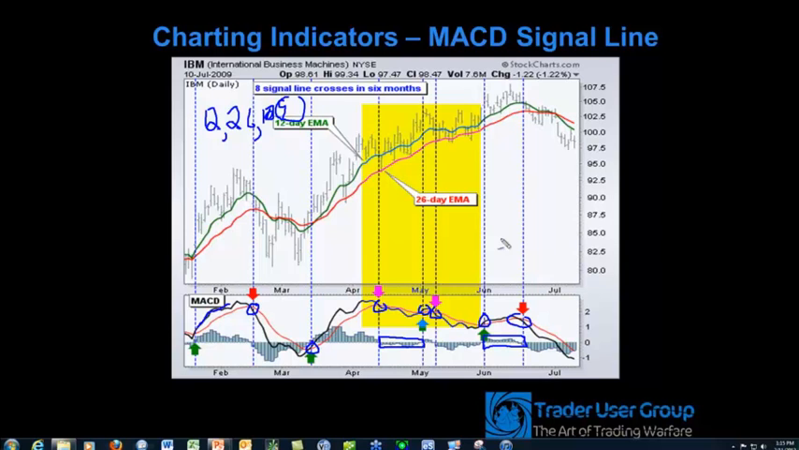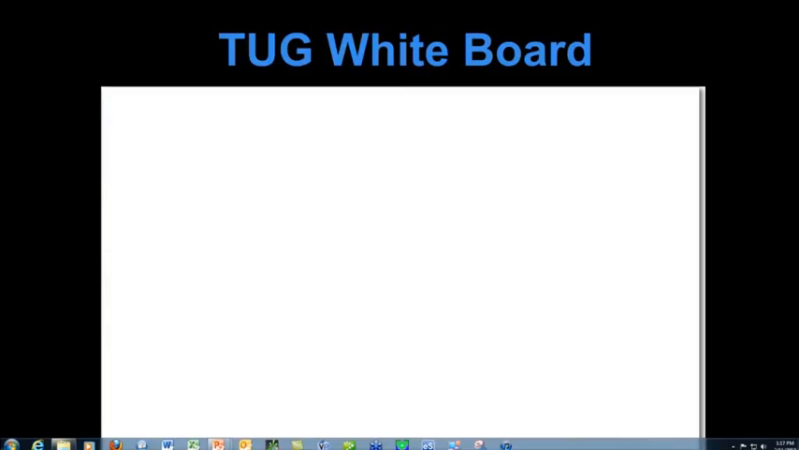Now, all of these are put together to give you a really nice pattern. What I'd like to do is spend about 10 minutes or so looking at a couple of charts, at some bullish and bearish divergences and how I trade these. The first thing we'll do, before we go look at the chart, is go to the TUG whiteboard, and I want to define bullish and bearish divergence.